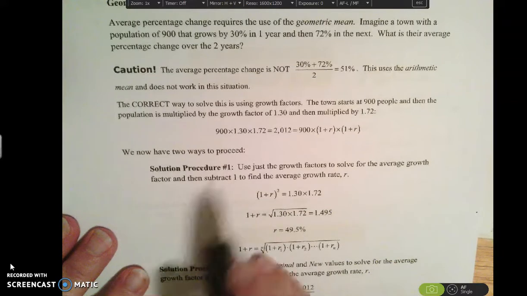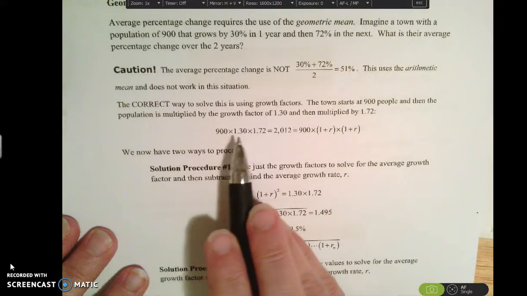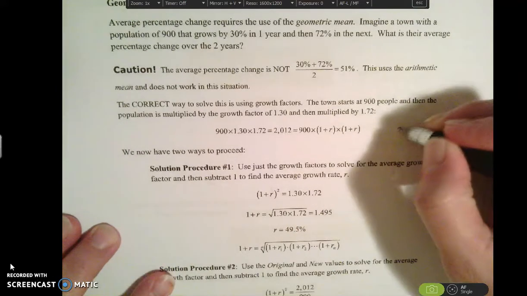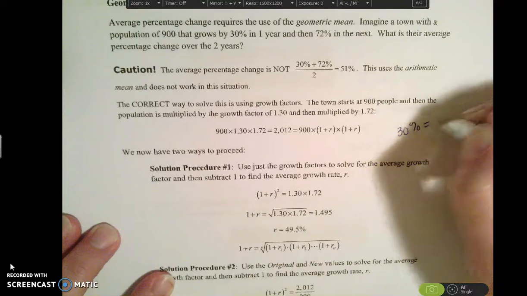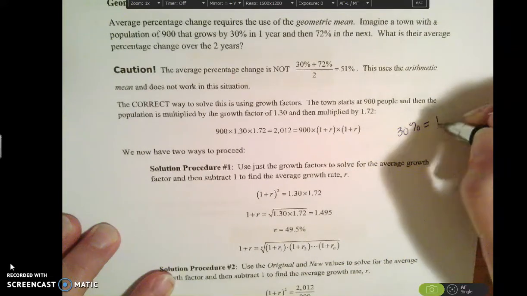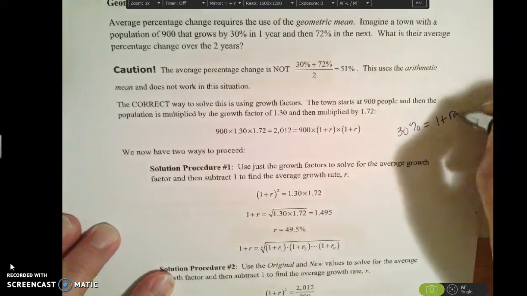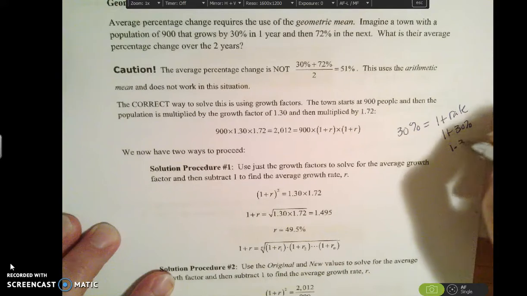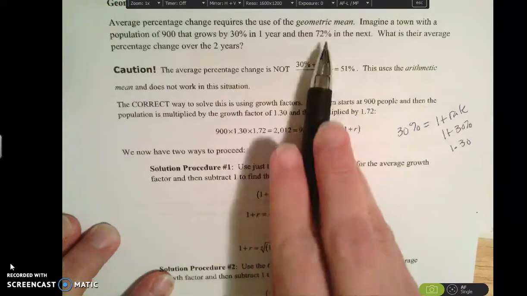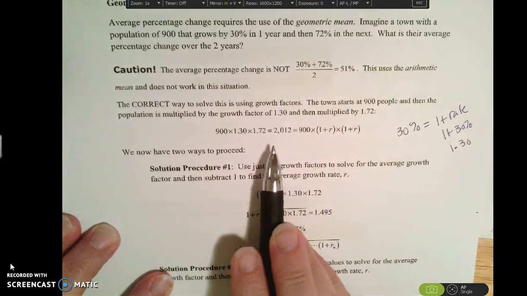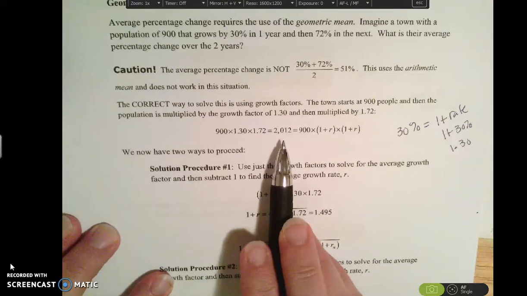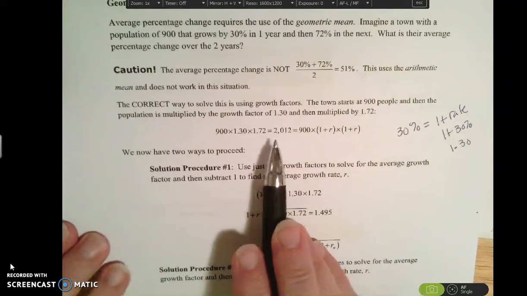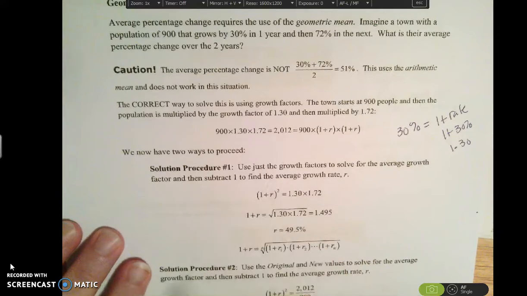The correct way to do this would be to take the 900 and multiply by 1.30. The growth factor would be 1 plus the rate, so 1 plus 30%, and that's where we get 1.30. And then 1.72 for the 72% for the next year. And we get the amount, 2012, for the 2 years. That's the amount of change.